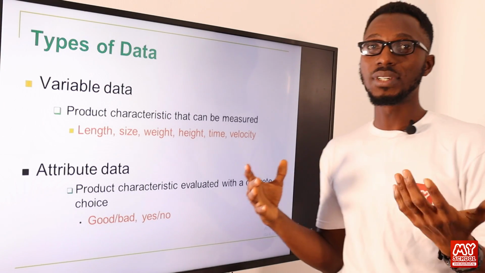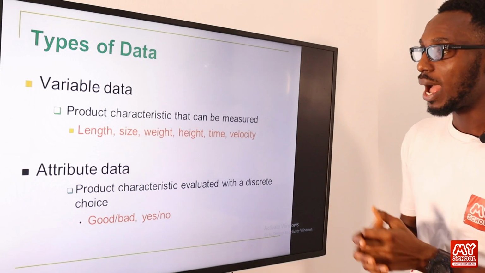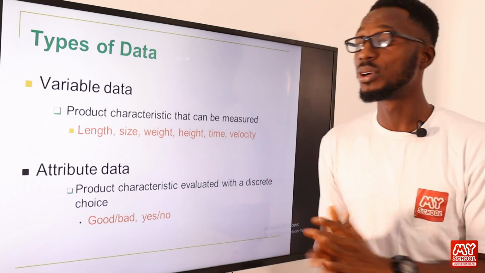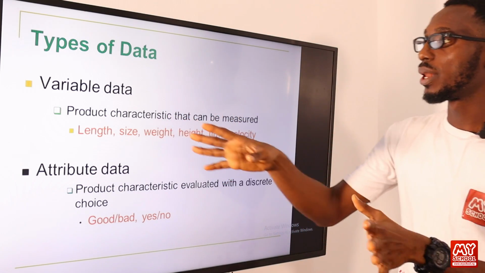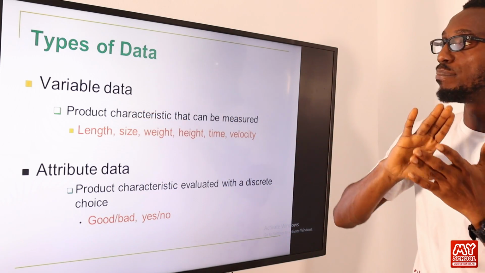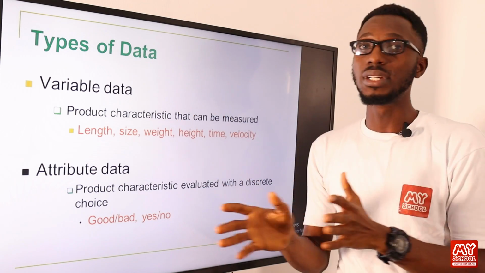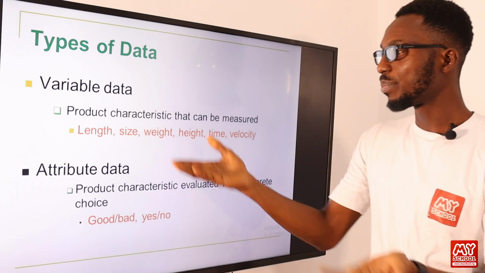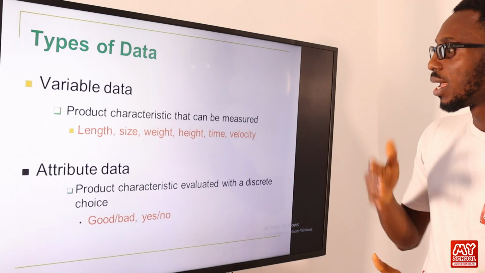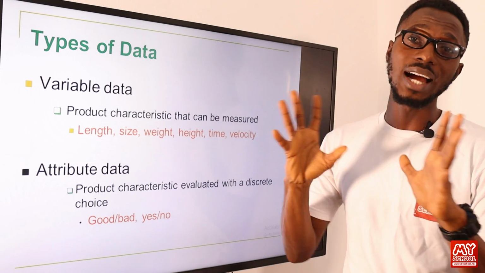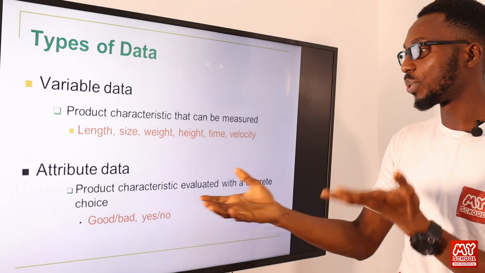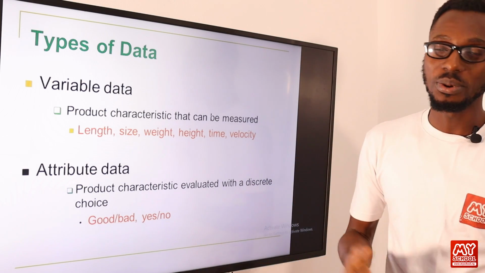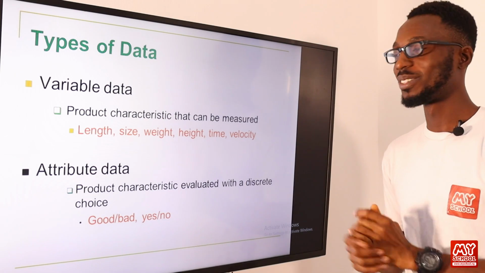So what are the types of data? We have the variable data and we have the attribute data. This is a kind of type that we can find in some articles. For variable data, we are looking at product characteristics that can be measured. Under variable data, we have the discrete and the continuous, which we are going to deal with as we move ahead in this video. Examples are your length, size, weight, height, time, velocity. Then we have the attribute data, which are product characteristics evaluated with a discrete choice like good or bad, yes or no, etc. Move ahead to the next slide.